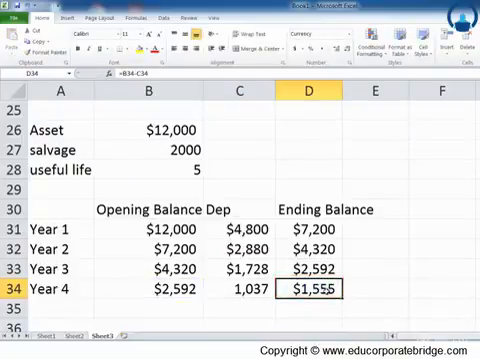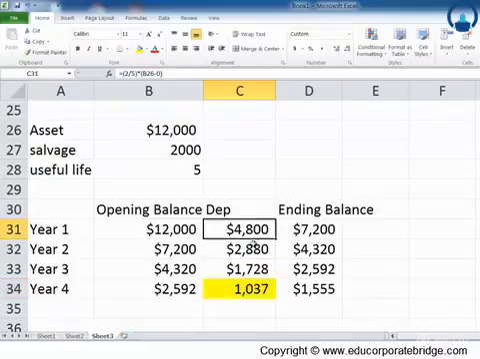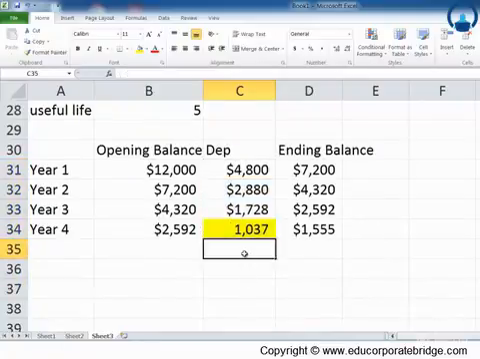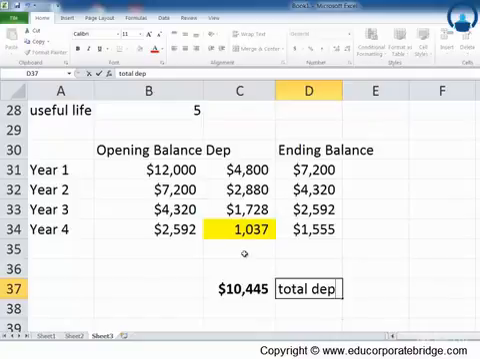Now I'll just take a pause to highlight a basic mistake that we have actually done while we had calculated the depreciation expense of 2004. Closely look at the depreciation expense of 1037 here. The total depreciation expense that has now been charged is equal to, if you look at the sum total, this is 10445. So this total depreciation that has been charged till now is 10445. How much is the total depreciation that can be charged?